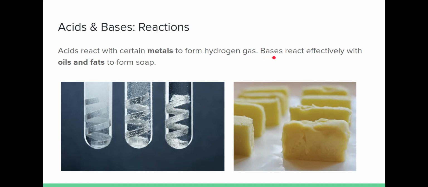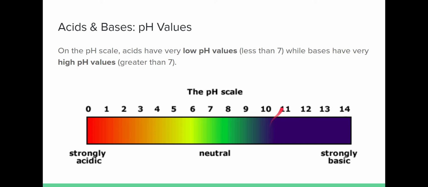Now, bases react with different types of things. This is why bases are typically used as cleaning solutions, because they react very effectively with oils and fats to form soap in most cases. So potassium hydroxide is a strong base that was used to make the earliest forms of soap from animal fat by reacting the two things together. So bases will typically form soap when they react with oils and fats.